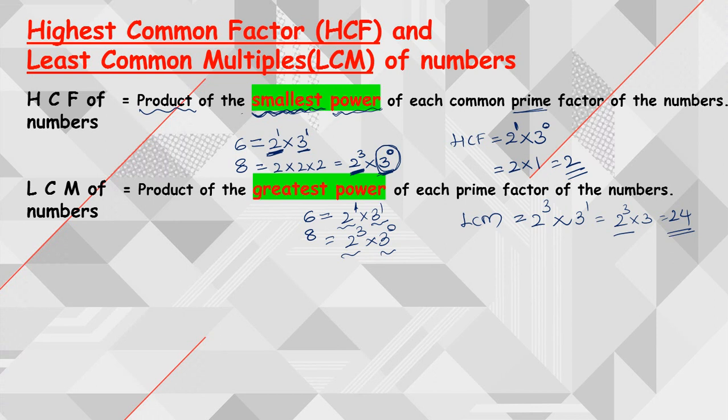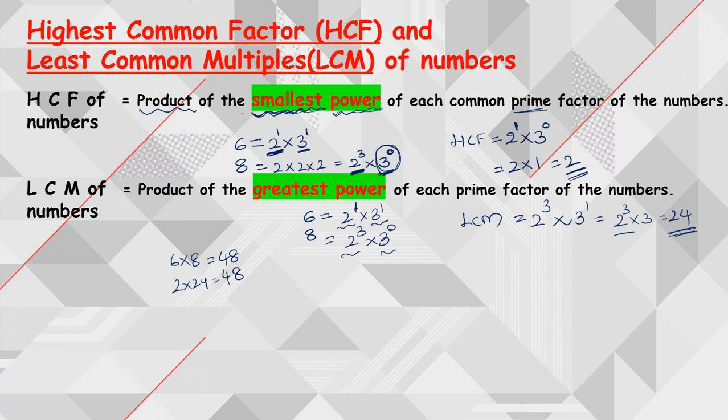So what is that? Right. So if you observe the numbers, 6 into 8, how much? So 6 into 8 is 48. The same way here, HCF is 2, LCM is 24. So HCF into LCM, so 2 into 24. So it is also equal to 48.